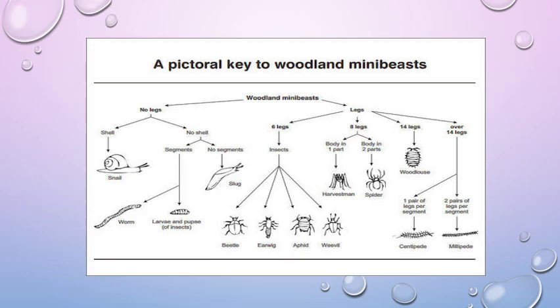Then if the organism has 14 legs, then it's a wood louse. And if over 14 legs, then the couplet is 1 pair of legs per segment, it's a centipede, and 2 pairs of legs per segment, then it's a millipede. So it's a very easy key for identification by a non-taxonomist or non-specialist person. And the plus point of this key is that the pictures or figures are also given here, so it's very easy to understand and to read this key.